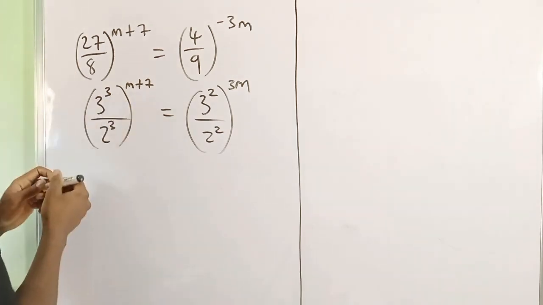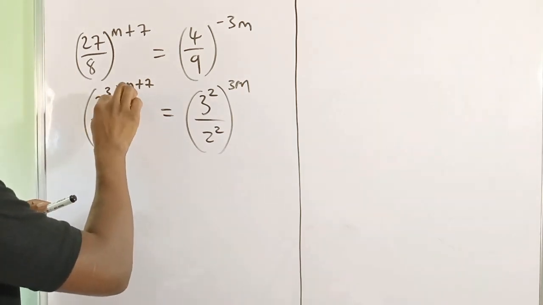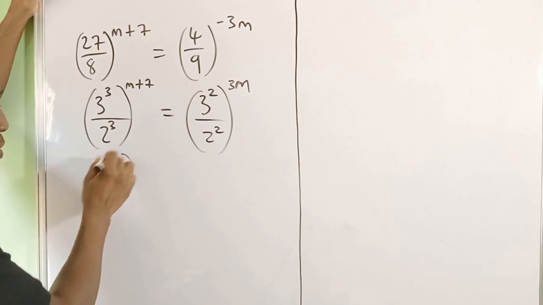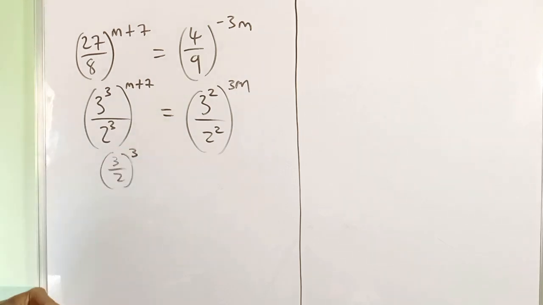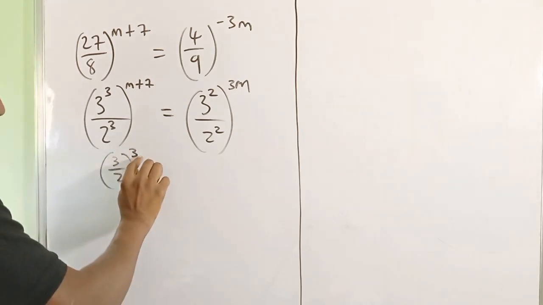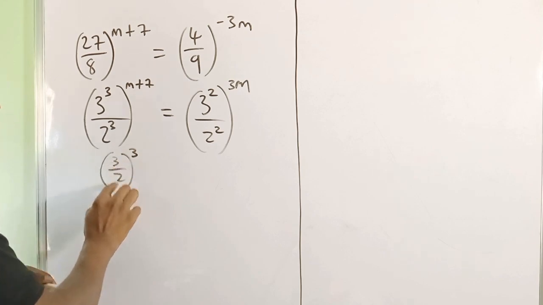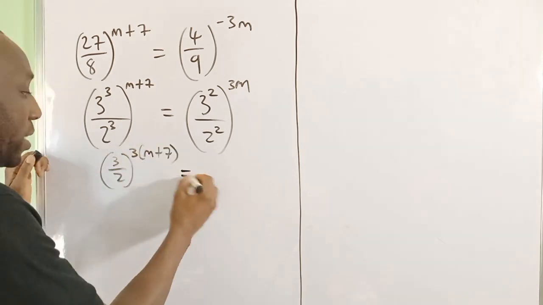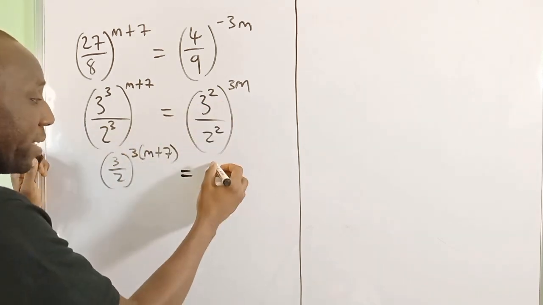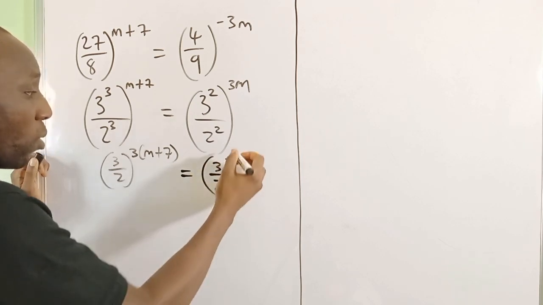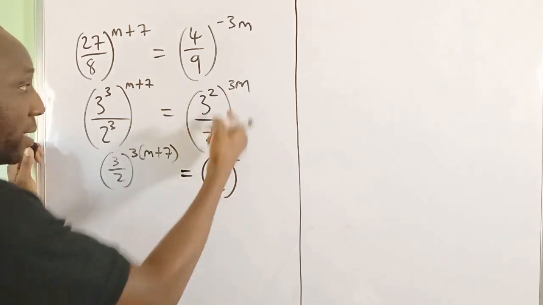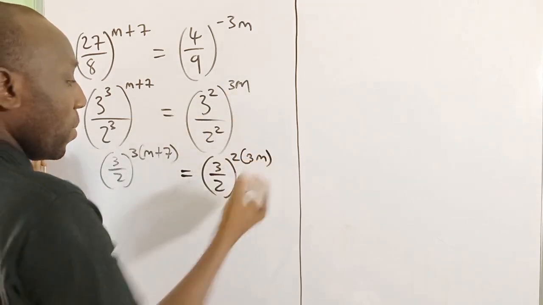Okay, now I can group this power and rewrite it like this: 3 over 2, all raised to the power of 3. It's actually the same thing. If you apply this power to 3 and 2, you get back this. So we have m plus 7, which is equal to, do the same thing here, 3 over 2, all raised to the power of 2. 2 can be applied to 3 and 2, you get back this. Then times 3m. All right.